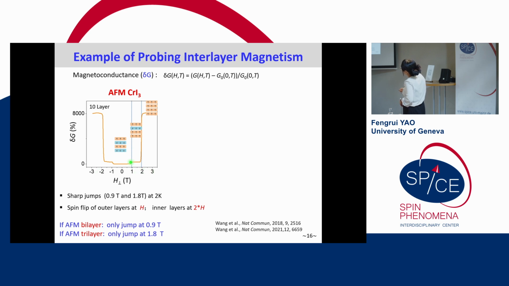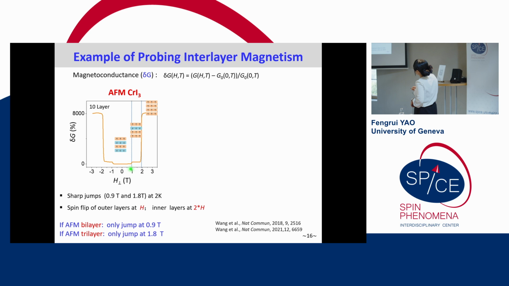We see there are two sharp jumps. The lower jump corresponds to the spin flip of the inner layers, and the other jump corresponds to the spin flip of the outer layers. The value of the second jump is twice that of the first jump, and this is measured on a sample with around 10 layers.